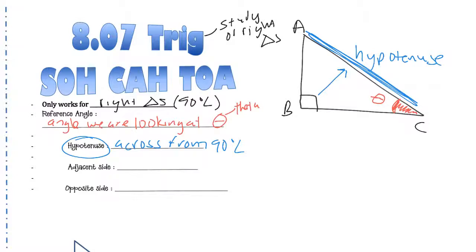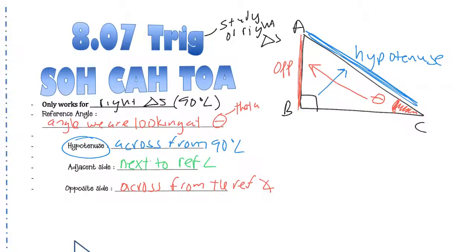I think the next side that's easiest to label is the opposite side, because this side is across from the reference angle. So my reference angle is C. I'm looking at that angle. The side across from it is AB. This is my opposite side. And then the last side is called the adjacent. And that's the side that's next to the reference angle. So adjacent means next to. Here's my reference angle. The side next to it is called the adjacent side.